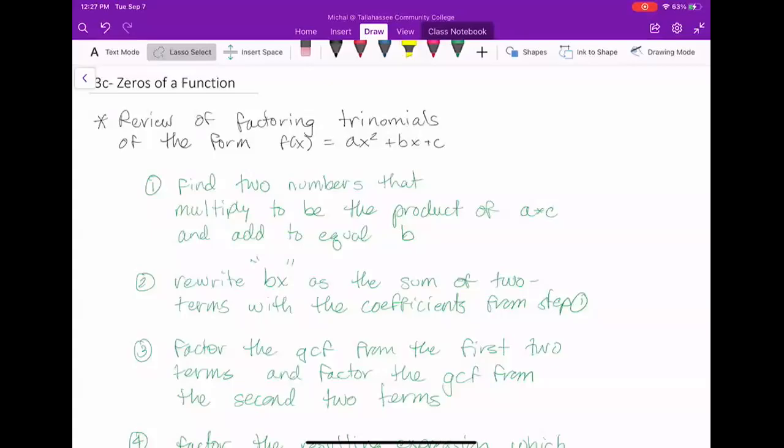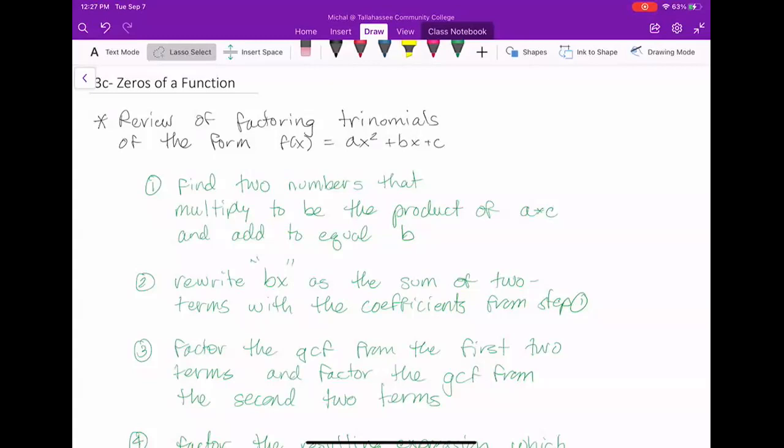Hello, welcome. We are going to be talking today about finding the zeros of a function. In order to do this, one of the skills that's going to be needed throughout this lesson is factoring trinomials. So that would be any equation of the form f of x is equal to ax squared plus bx plus c.